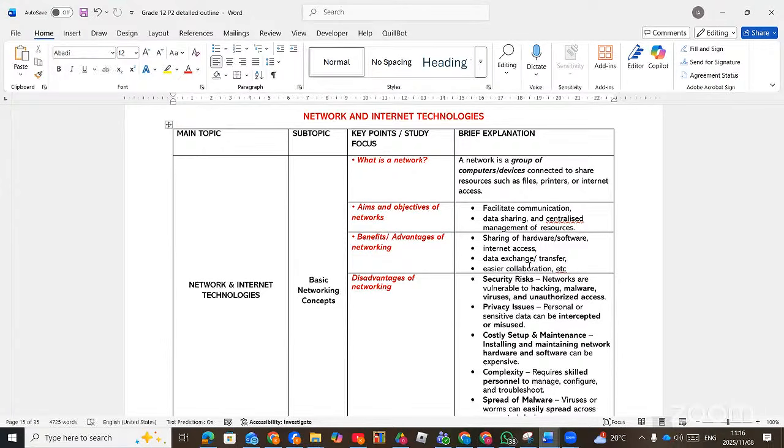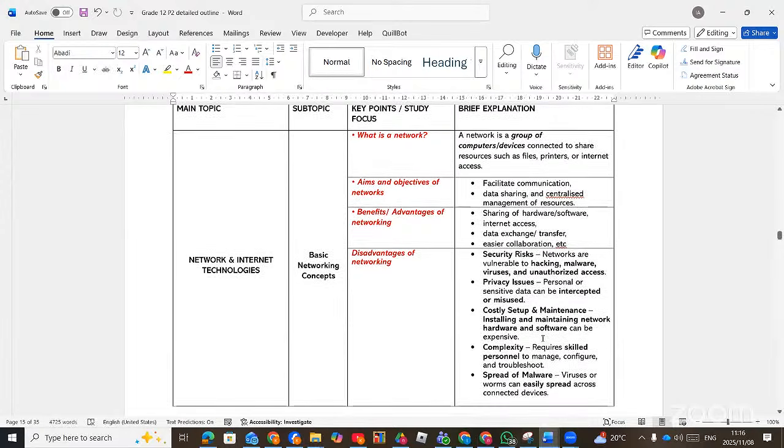Then disadvantages of network: security risk. Do not explain yourself, just say security risk or security issues. Privacy issues. Don't explain what the privacy issue is, and do not be writing hacking and what. Just say security concerns or security issues whenever they ask disadvantages of network.